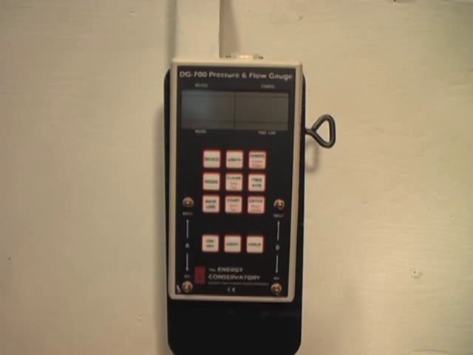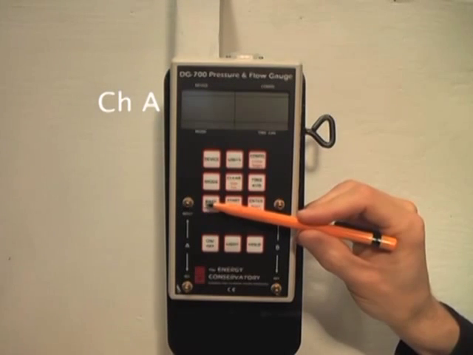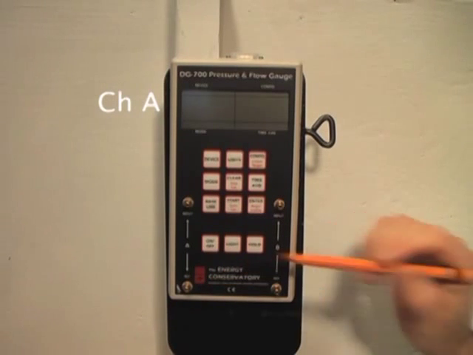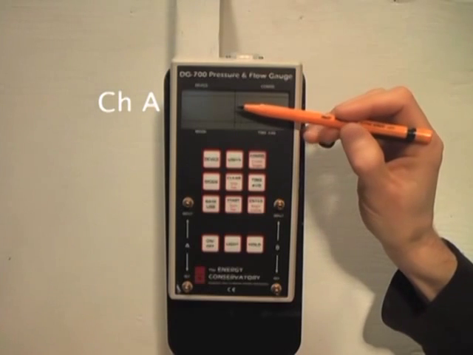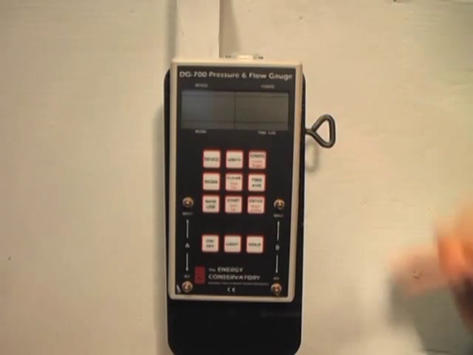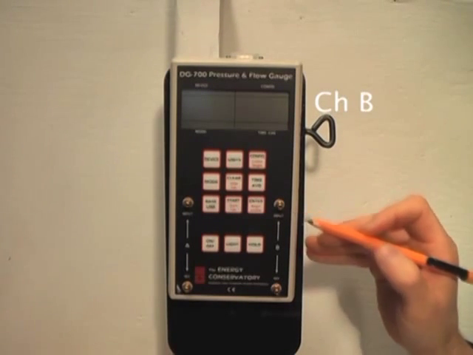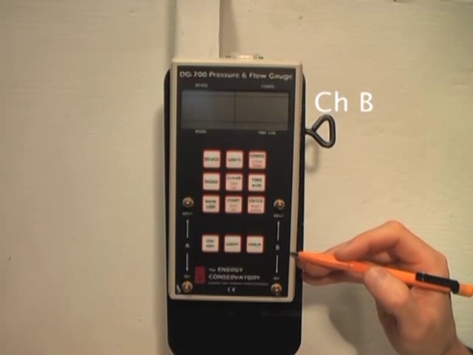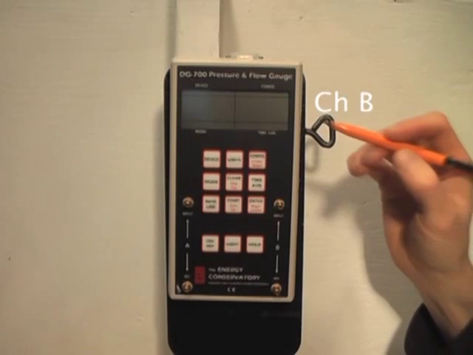The DG-700 is capable of collecting and displaying two channels of data simultaneously. Channel A data, collected by the input and reference pressure ports on the left side of the gauge, are displayed on the left data screen. Channel B data, collected by the input and reference ports on the right side of the gauge, are displayed on the right data screen.